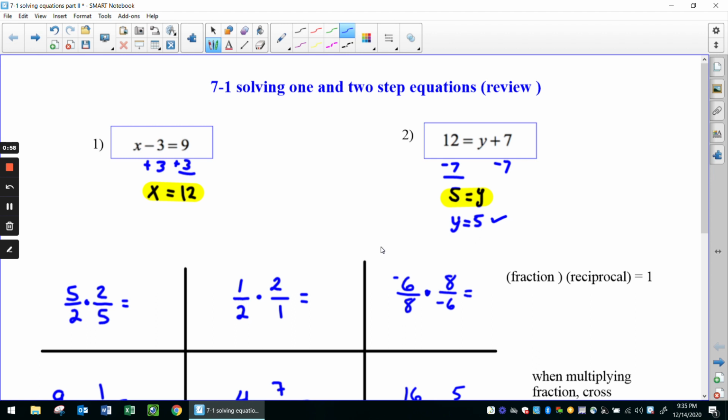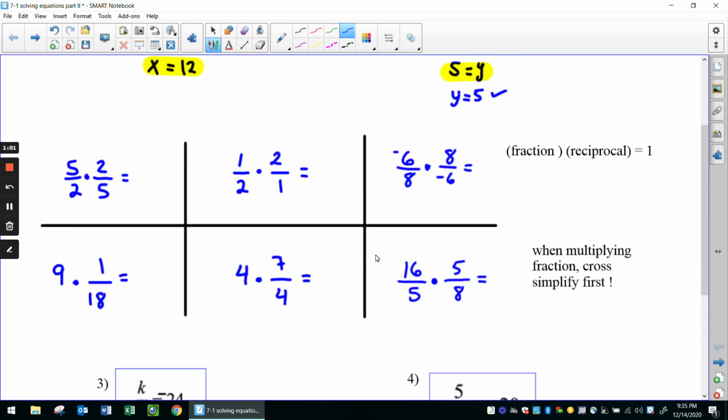Okay, so let's go ahead and look at some concepts that are really important for you to understand and to be comfortable with. We're looking at 5 over 2 times 2 over 5. These are what we call the reciprocals of one another. So 5 over 2, when you flip it, 2 over 5 is the reciprocal. And when you multiply two reciprocal fractions, you're always going to get 1 as the answer. So your answer will be 1.